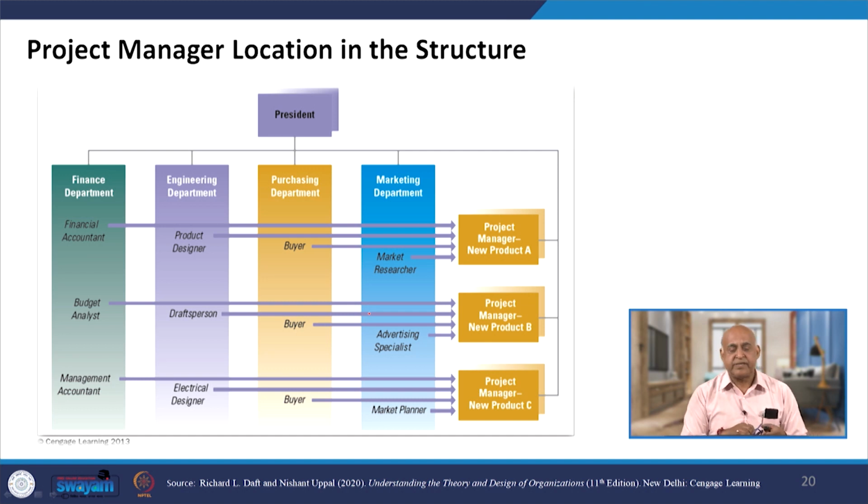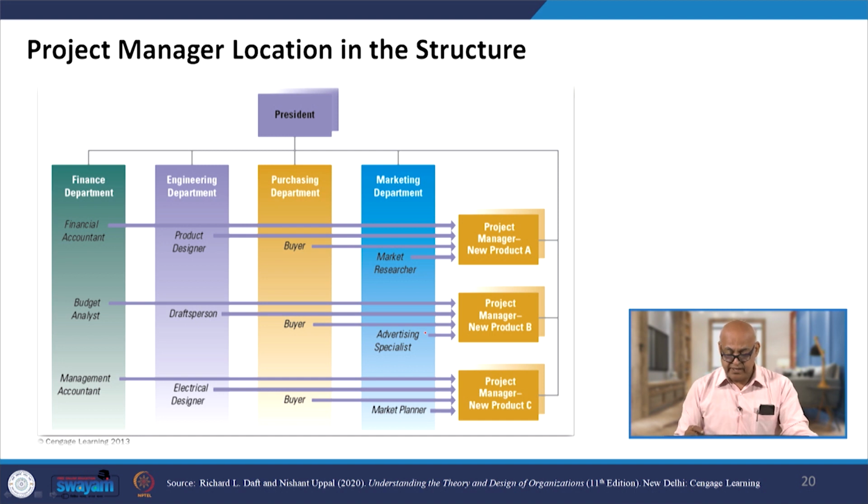So, there is the finance department, engineering department, purchasing department and marketing department. This is the example which has been given. Financial accountant, budget analyst and management accountant are on this particular vertical. Whenever we talk about the engineering department, there are product designer, draftsperson, electrical designer and others. In purchasing, there are the project manager and buyer, and in the marketing department, market researchers, advertising specialists and market planners.